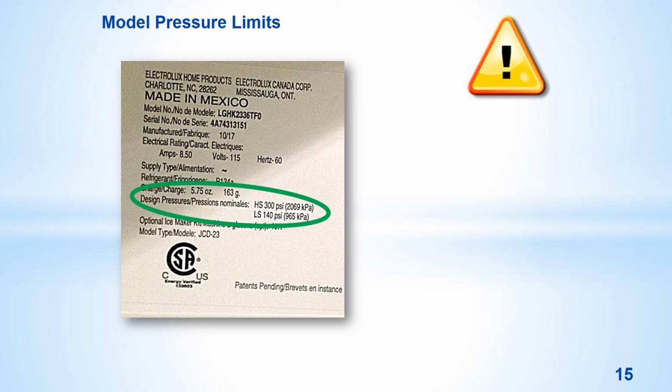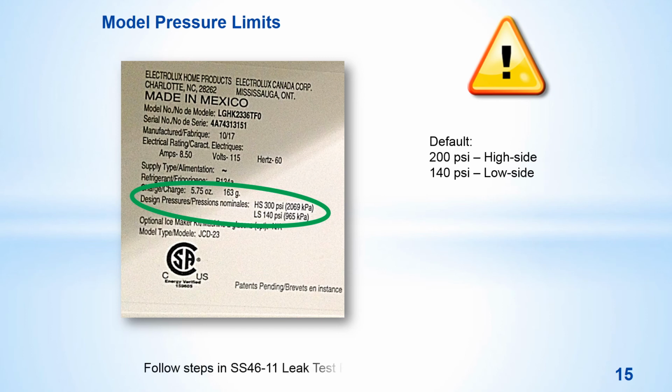If the complete system is being tested, the pressure must not exceed the lowest rating, which in this case is 140 psi. If the pressures are not listed, the default for R134A product is 200 psi for the high side and 140 psi for the low side. The procedure steps are always available in TechHub Media with a search of SS46-11.